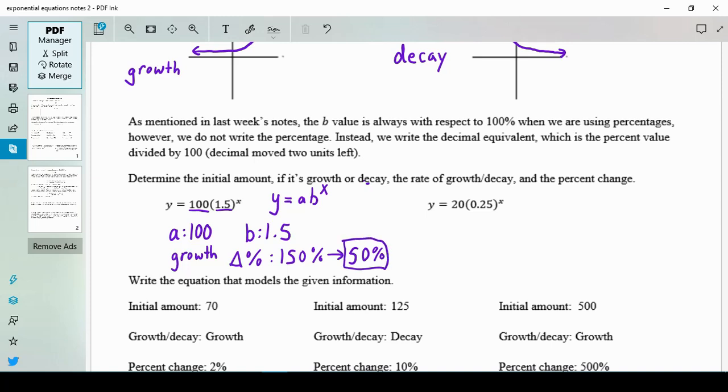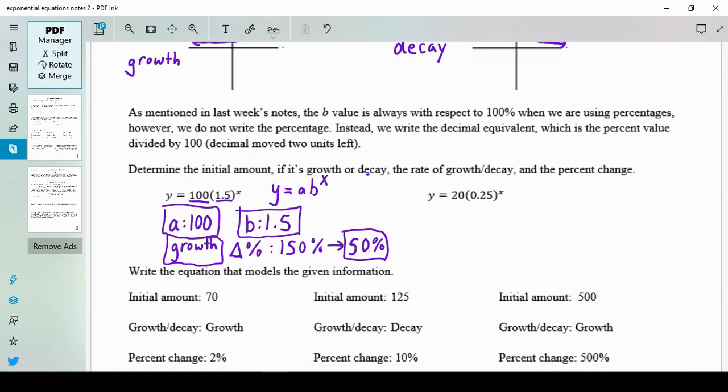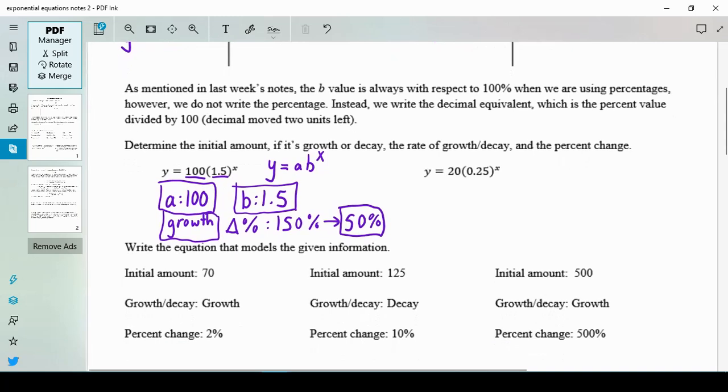Okay, so we've gathered all our information. We knew the initial amount. We knew that this was a growth. We knew the rate, and then we knew the percent change. All right, what I want you to see if you can figure out, you might want to pause the video before I go over the solution, but take a look at that next example, try it out, and let's check and see how you did.